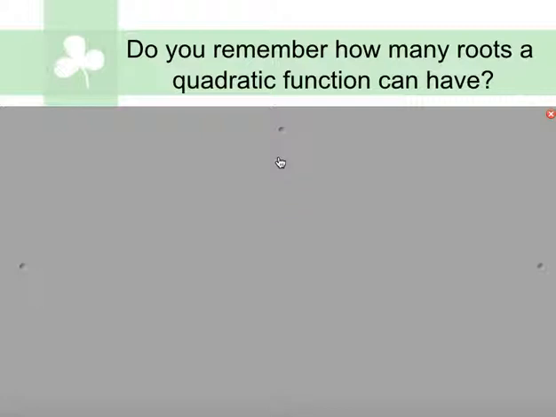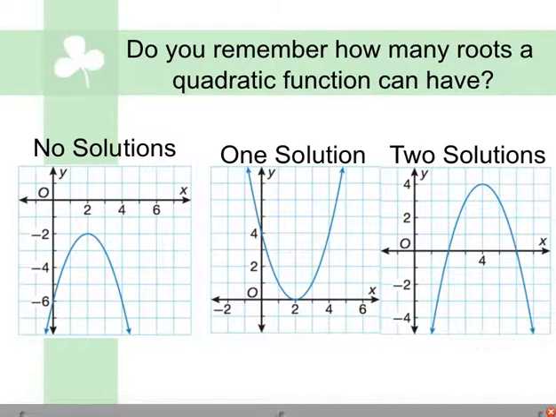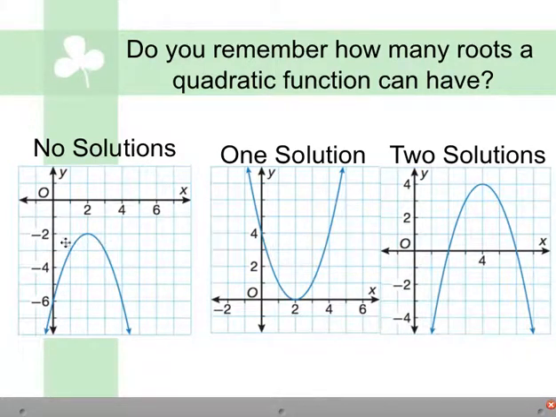So how many roots can a quadratic function have? Well, we can have lots of different options here. We could have no solutions because it doesn't touch the x-axis. We could have just one solution because it just comes down and touches it, goes right back up. Or we could have two. So 0, 1, or 2 solutions is what we're looking for.